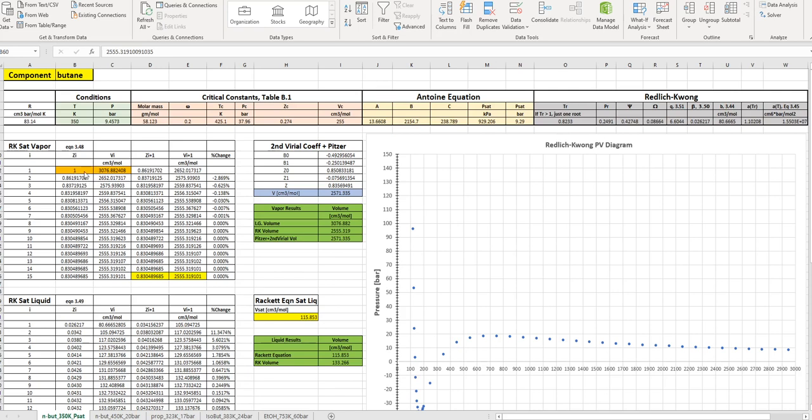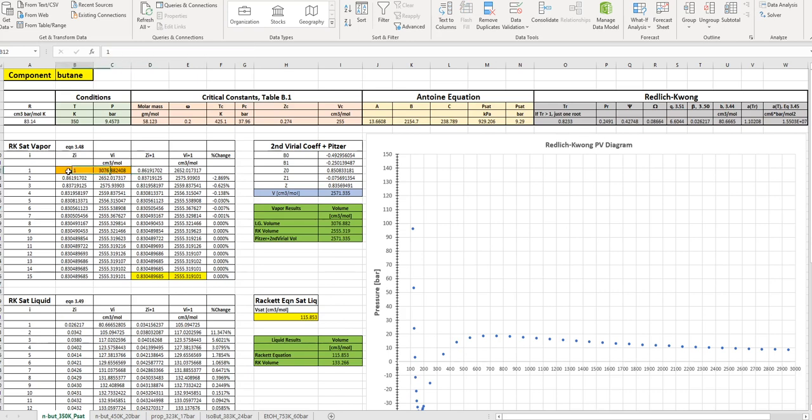For the ideal gas, Z is equal to 1. I just plug in Z equals PV over RT and solve for V. This is my first guess for the molar volume of saturated vapor. I then use this Z value in the Redlich-Kwong equation, and you can figure out how to set that up. And then I calculate my next value of Z.